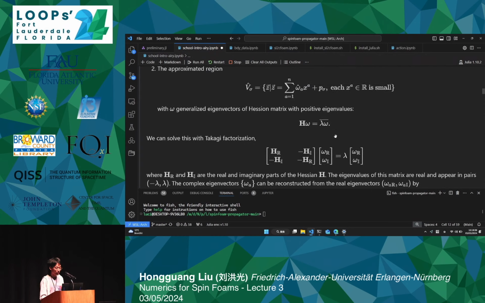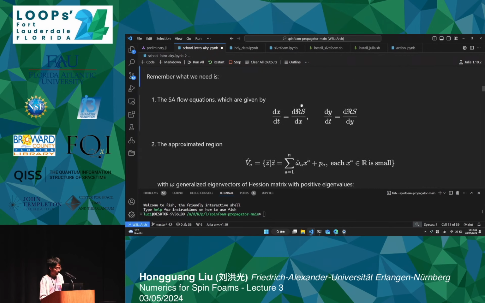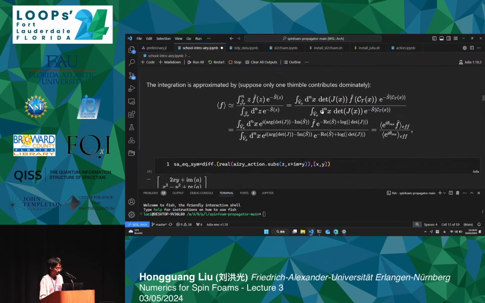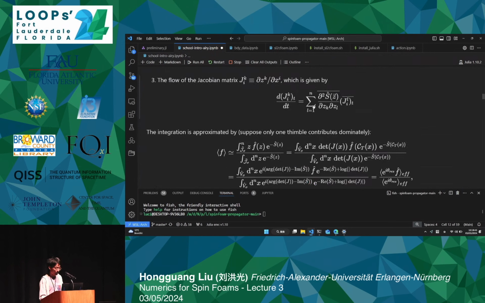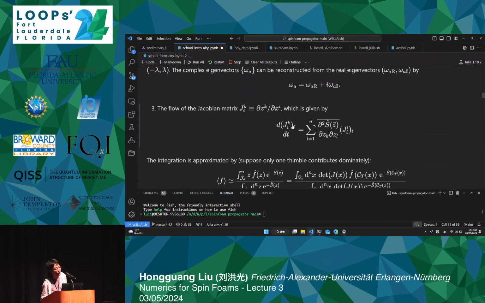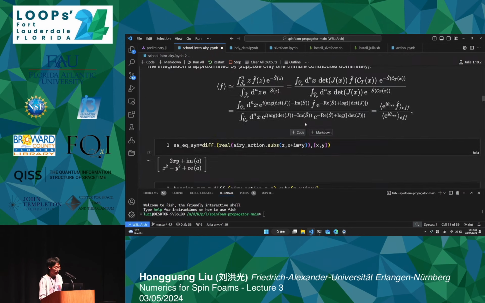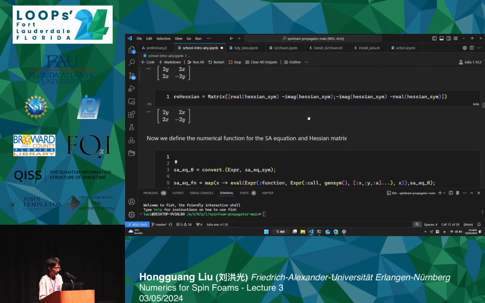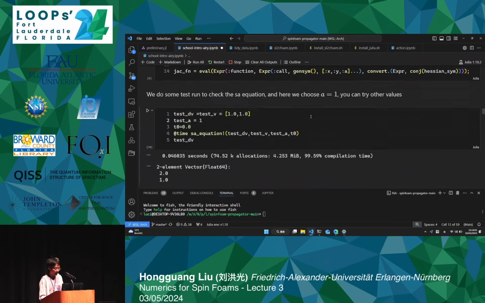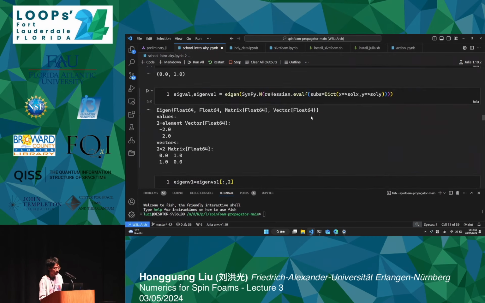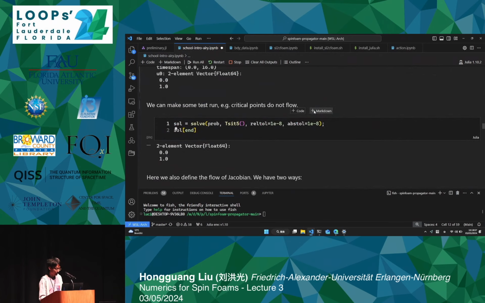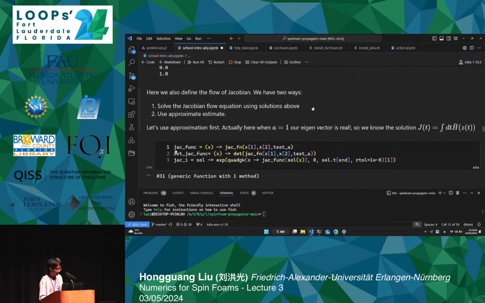So what we need to do is, of course, solve this flow equation, which is a partial differential equation. And then we also solve this Jacobi flow equation. Here, everything for the Jacobi is trivial because you can show that the Jacobi equation can be solved directly by integration of the Hessian matrix. I can skip all this.